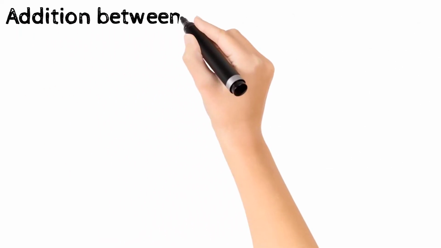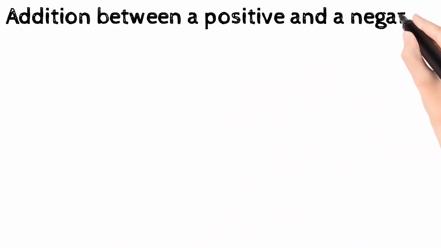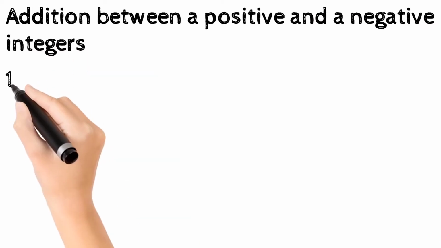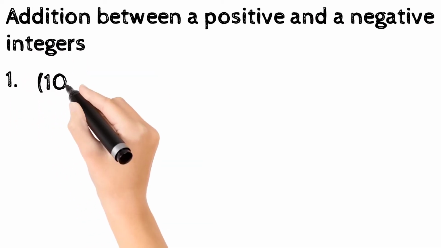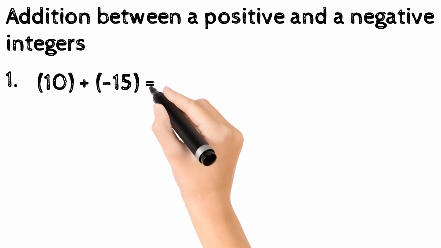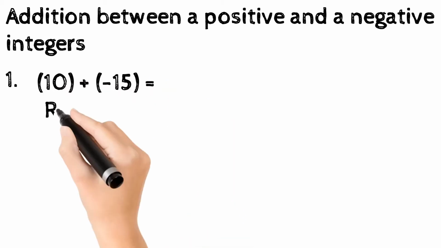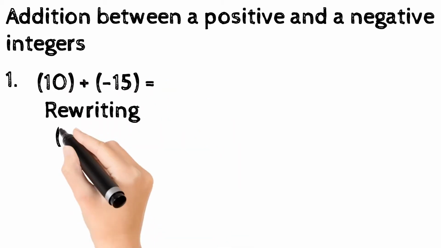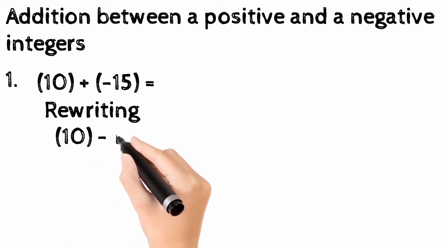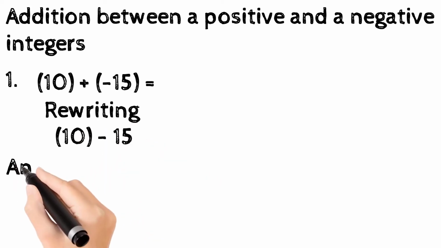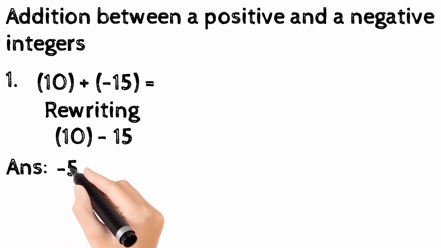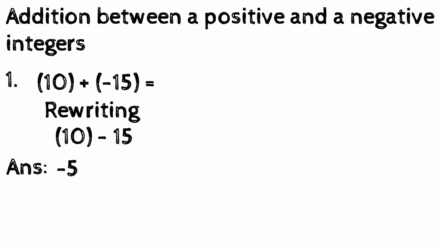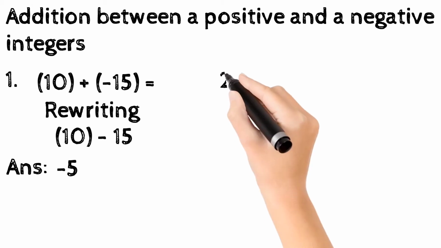Now let's see addition between a positive integer and a negative integer. First one, in a bracket 10 plus in a bracket -15. Let's write it again, rewriting. 10 plus minus is minus 15. The answer will be -5. So plus minus, minus. Or you can even say which number is bigger, you can write that number's sign.